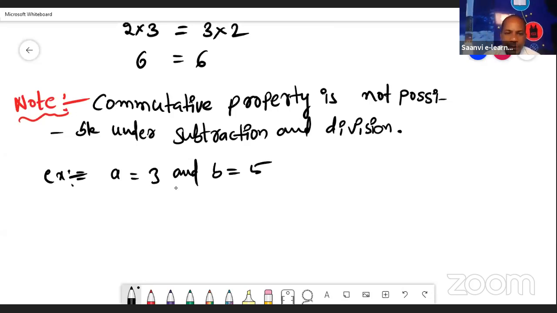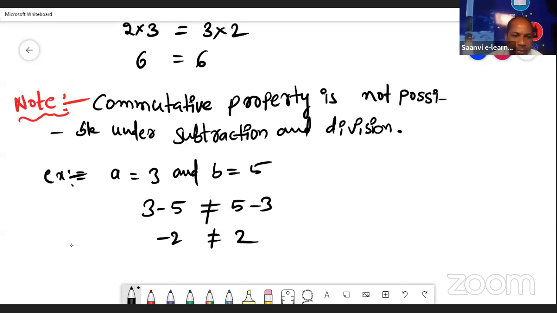So when we subtract them, 3 minus 5 in straight order, is it equal to reverse order 5 minus 3? Is 3 minus 5 equal to 5 minus 3? No. 3 minus 5 we get minus 2 and 5 minus 3 we get 2. So the result is not the same. So that is why commutative property is not possible under subtraction.